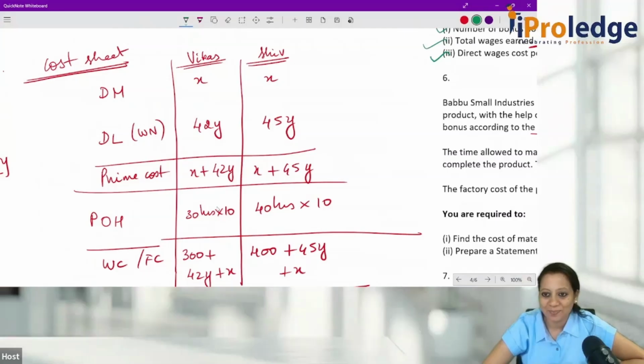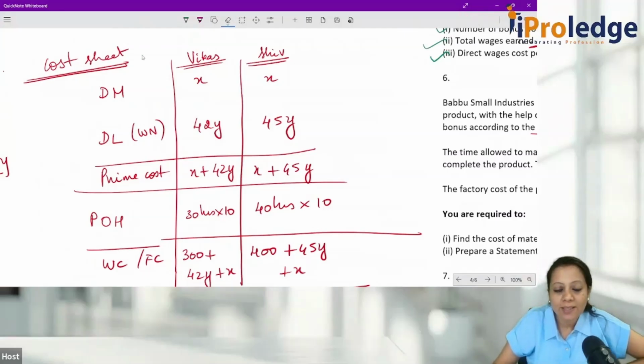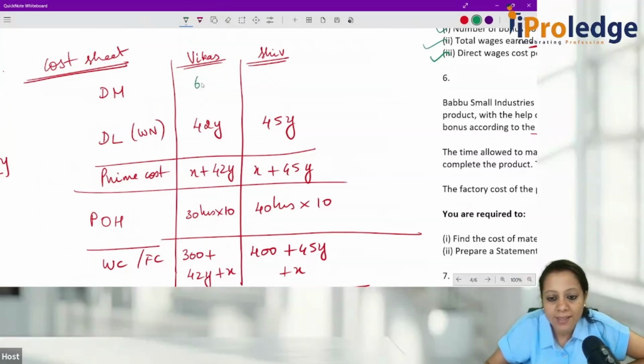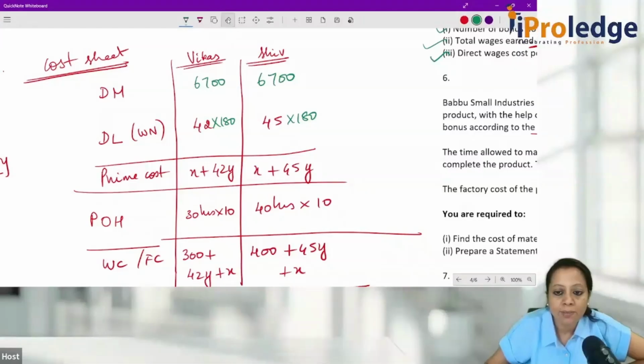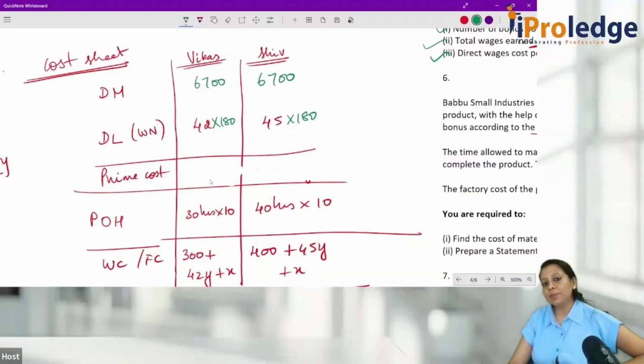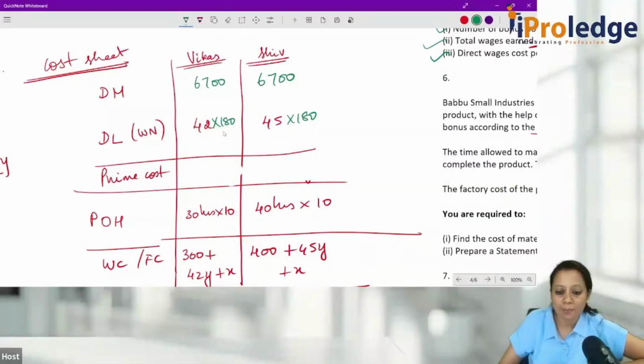Okay. So now you people may have to do it again. In the statement of profitability, X and X, I will now substitute as 6,700 and 6,700. And Y was 180. Am I right, dear? So it is going to be 42 into 180 and 45 into 180. Now, some students at this stage get confused because, ma'am, why only bonus, only basic is there? No, 42 is considering basic and bonus. Remember everyone? Yes, ma'am.